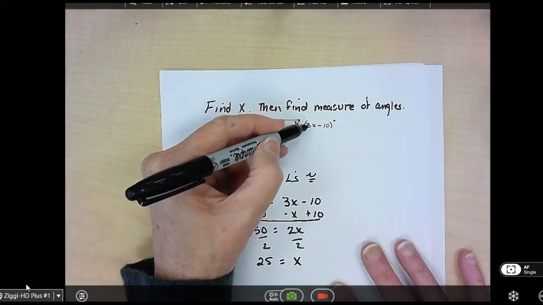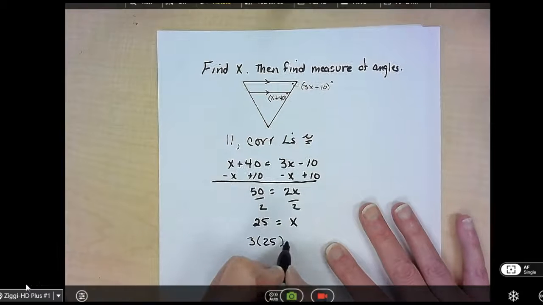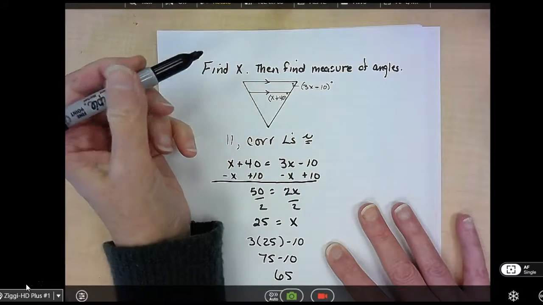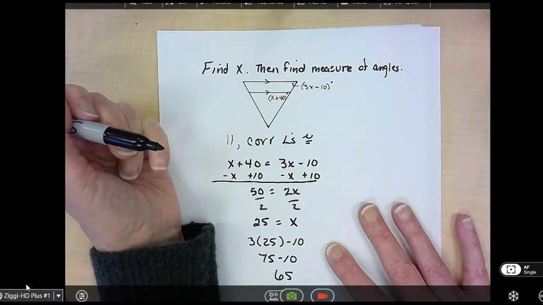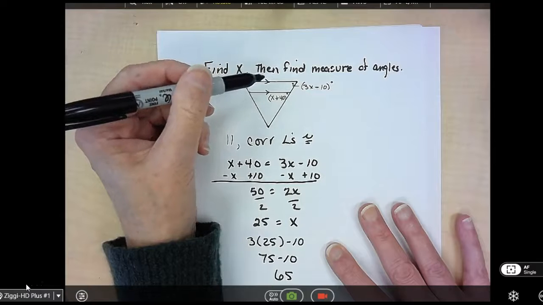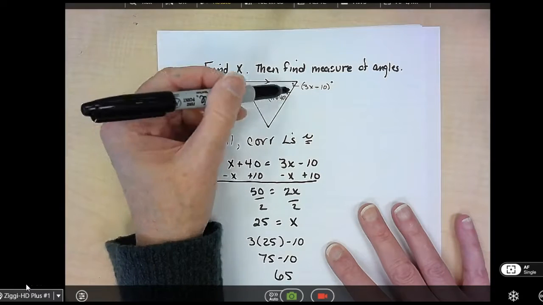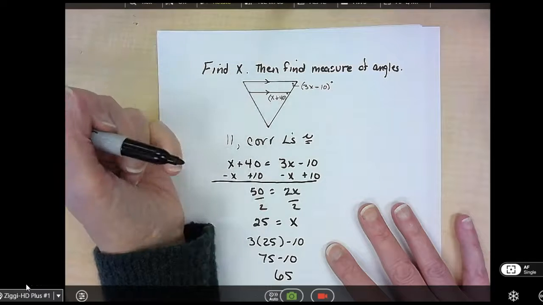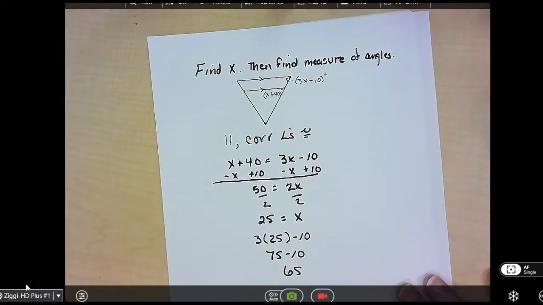I have now found x, find the measure of the angles. 3 times 25 minus 10. So 75 minus 10 is 65. Or 25 plus 40 is also 65. So I always double check that I've substituted into the problem correctly and solved it correctly, because they should both be the same measure, and they are. So you have solved the problem.